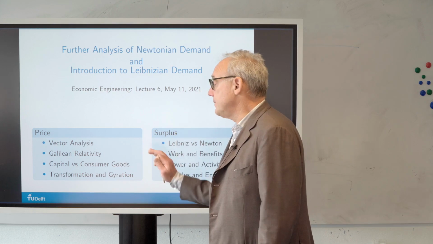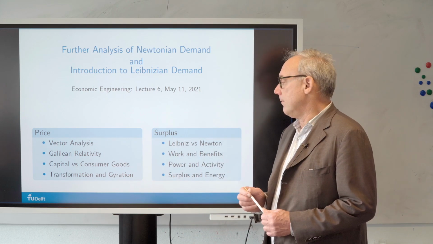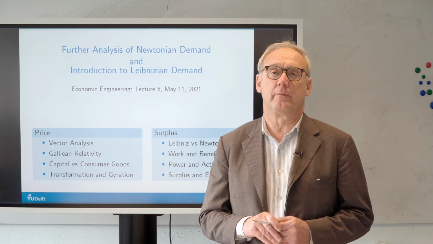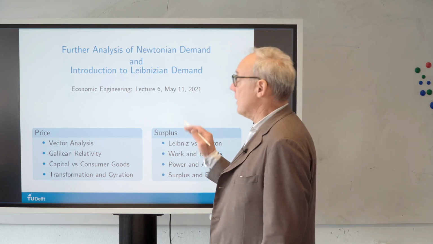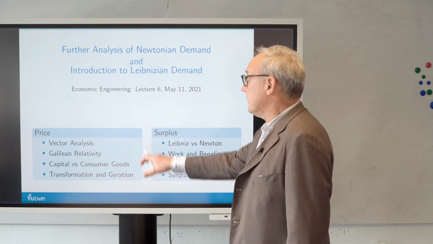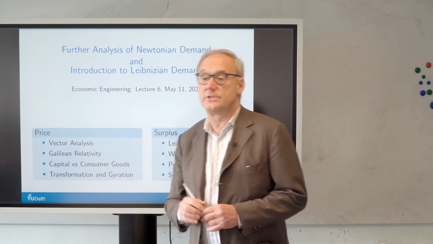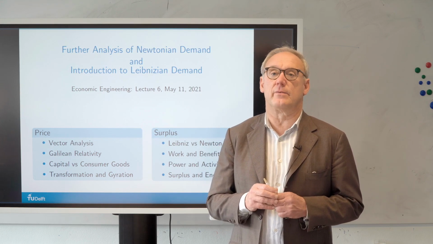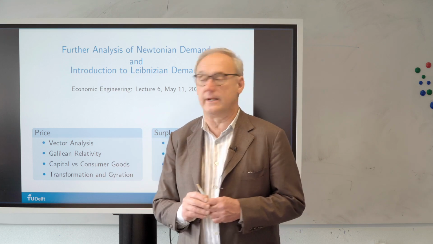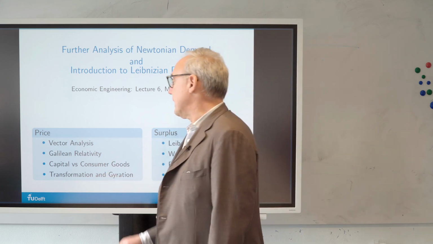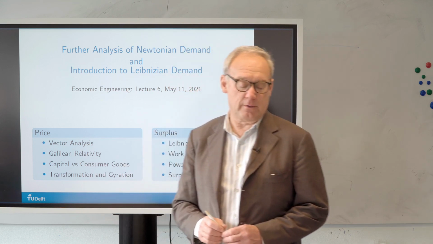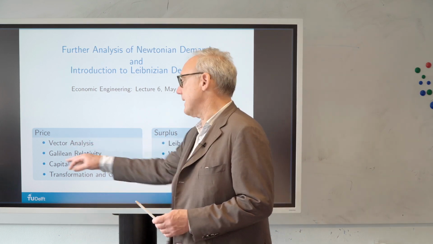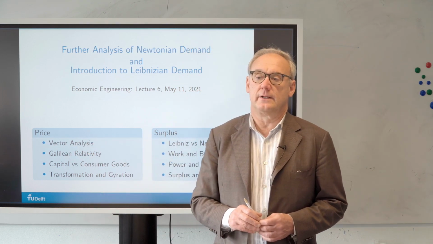Then I want to, because of several students who are doing their thesis topics, they're finding thesis topics, I want to talk about two extra things. One, capital versus consumer goods. This relates to work that Joris is doing, and there's a lot of misunderstandings about it, and I want to clear it up in the context of this Newtonian demand. And I also want to talk a little bit about credits and debits and banking and how this relates to vector analysis and the principle of relativity.